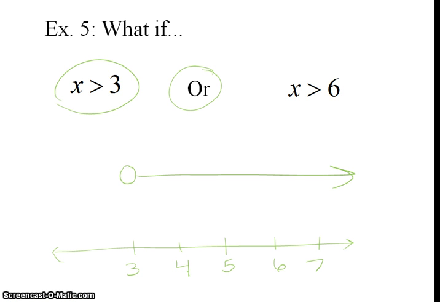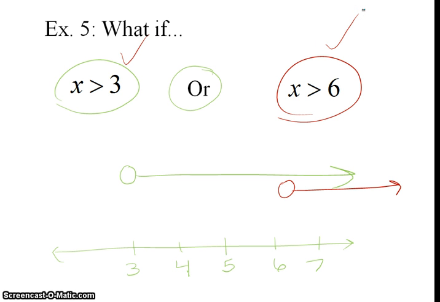Okay, so let's see if that worked. So for x is greater than 6, I'm going to do a helper graph like this. And that's for x is greater than 6. Now remember, we said with or is a union. It's including everything. It's a combination of this and this. As long as it works for either one, it works here. So in this case, I'm going to combine these two graphs.